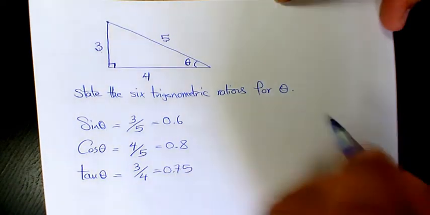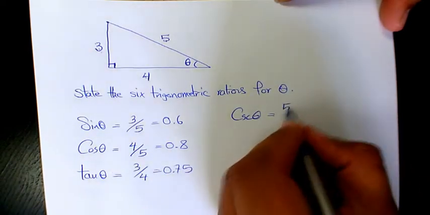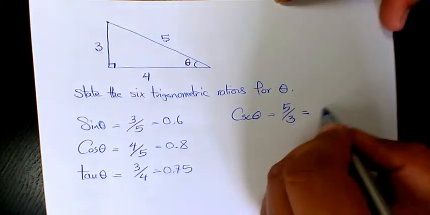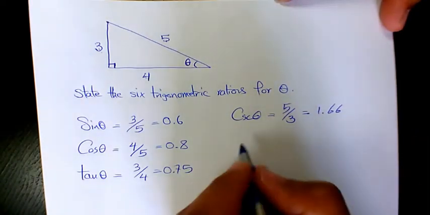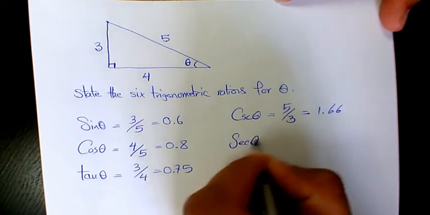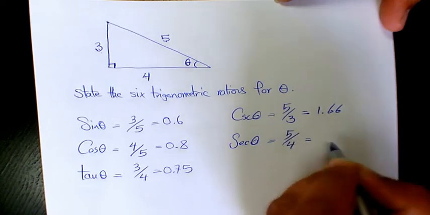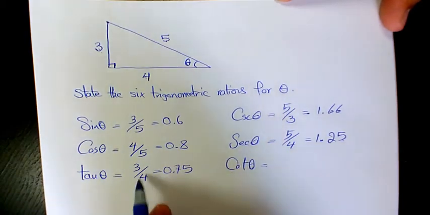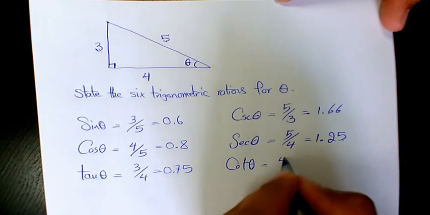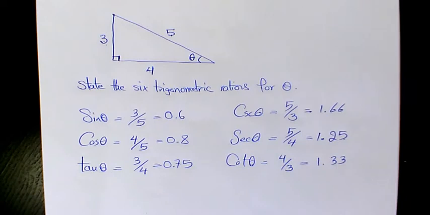And the inverse of them: cosecant is the inverse of sine, which is going to be 5 over 3, which gives you something around 1.66 or 1.67. Secant theta is the inverse of cosine. That's going to be 5 over 4, which is 1.25. And cotan theta is the inverse of tan, which is going to be 4 over 3 or 1.33. So these are the 6 trigonometric ratios for theta.